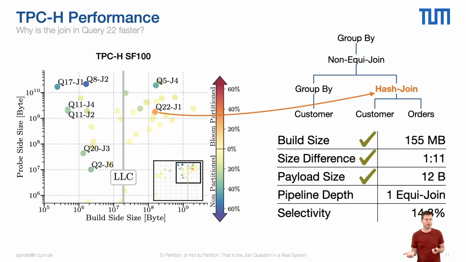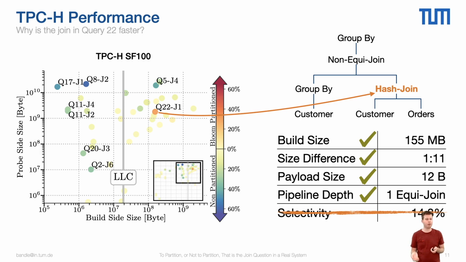Now with the pipeline depth of just one equi-join, because we are the only equi-join in that pipeline, it makes it also a good candidate, and we can rule out the selectivity because we're using our Bloom filtered variant. To conclude, all of the factors are pretty close to what's beneficial for a radix partition join, and thus we have the speedup, but it's only a 30% speedup over the non-partition join implementation.